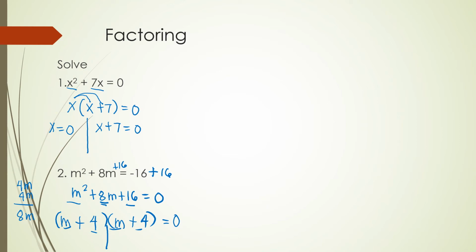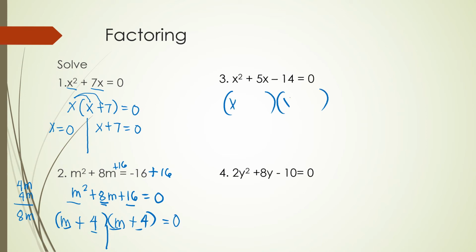Okay? Next, number 3. For number 3, x squared plus 5x minus 14. It was written in standard form. So, isipan nyo lang ng factors si 14. Factors of x squared, you have x and then x. Factors of 14 na gagamitin natin is 7 and 2. Para mapalabas natin si 5x.